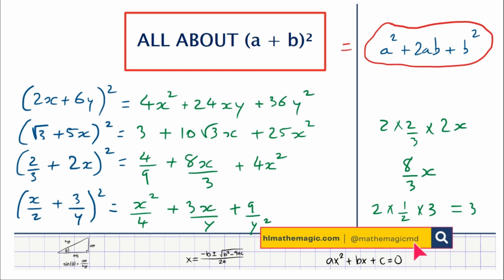Incredible if you manage to do these 4 questions. This shows a really strong level of understanding and mastery. So what's really important here is to not use FOIL anymore and to instead use this expansion, a squared plus 2ab plus b squared. We'll do another video on a minus b squared and your third identity, which is the difference of 2 squares.